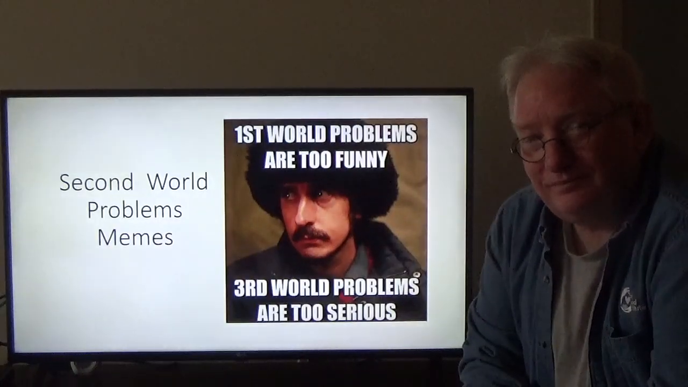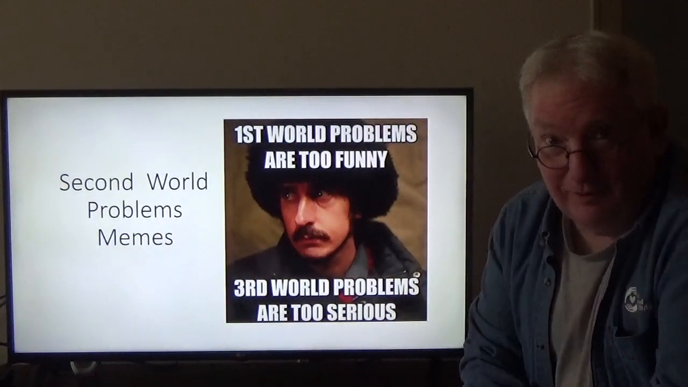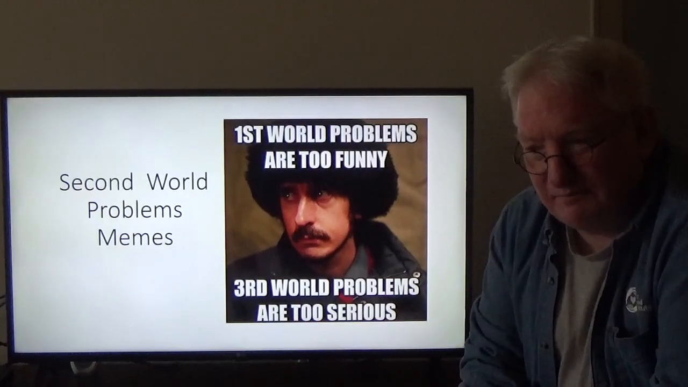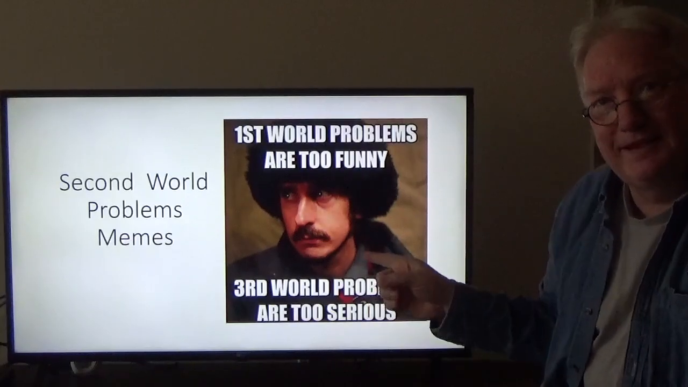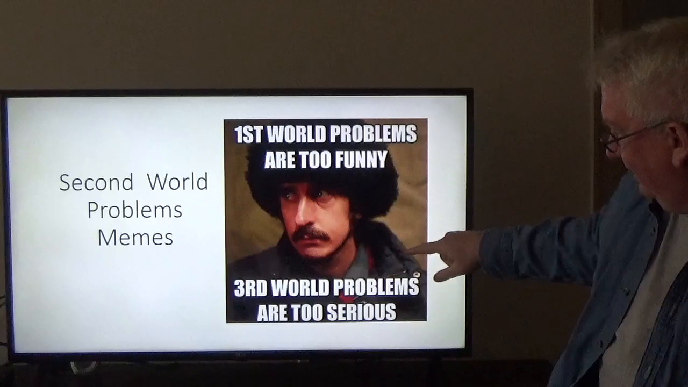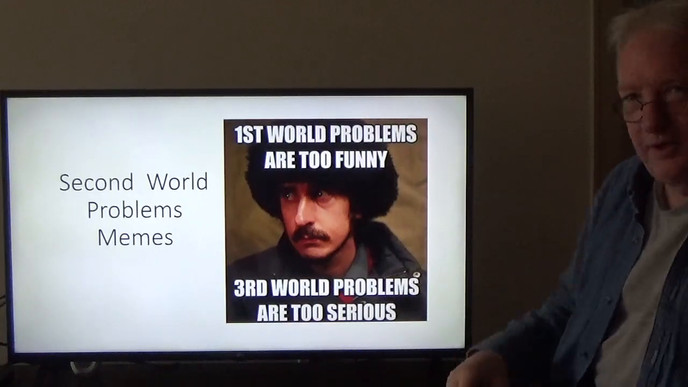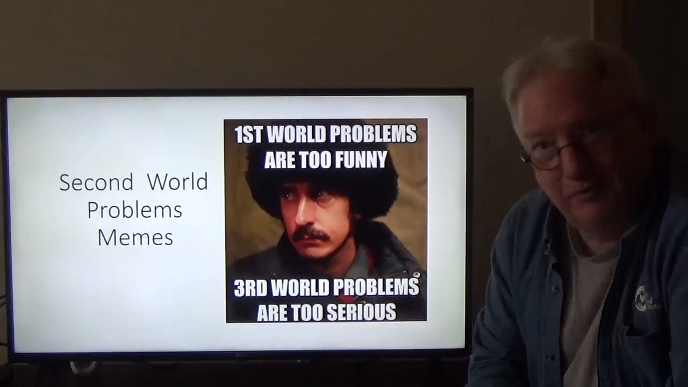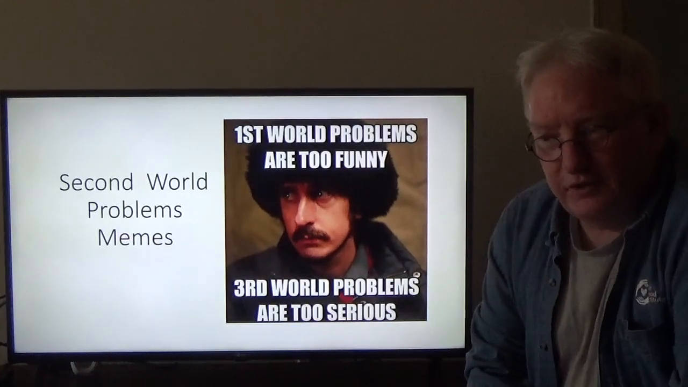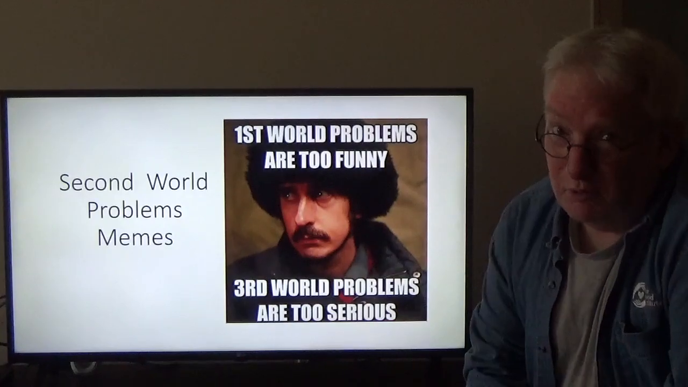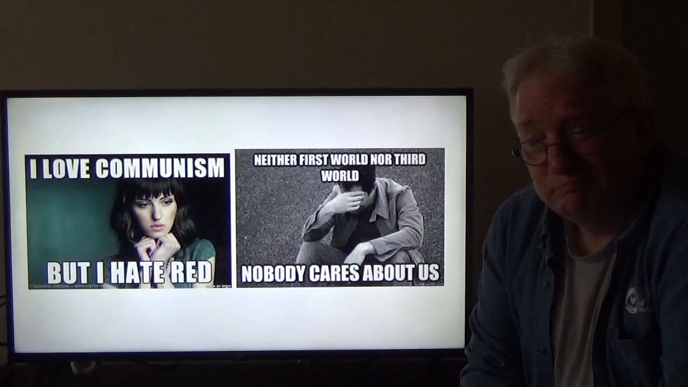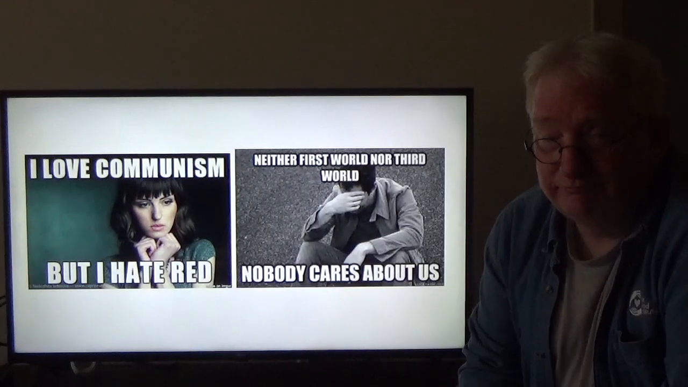All right. To keep it going, here are second world memes. Second world problems memes. This guy, he's dressed in a furry hat and gray, so he appears Russian, which is second world, right? First world problems are too funny, and third world problems are too serious, and so poor second world. Here we go. I love communism, but I hate red.